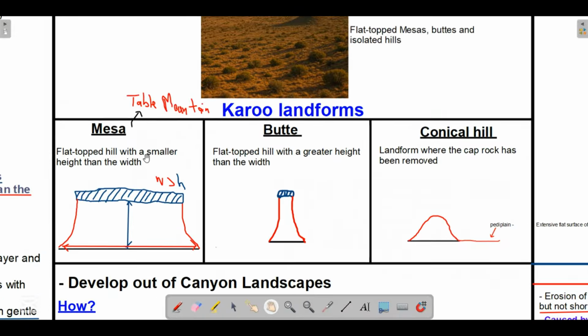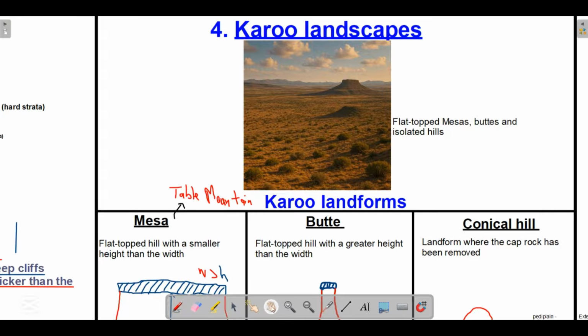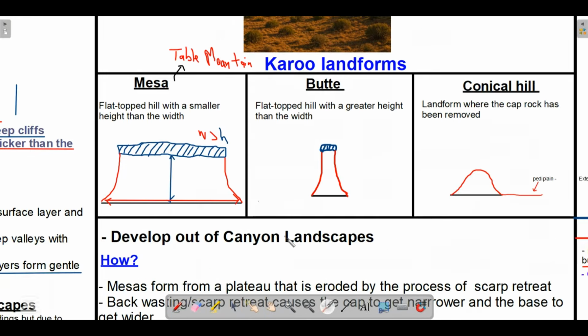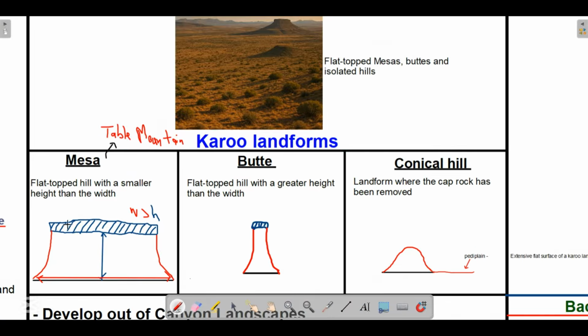Now, a mesa formed from a plateau. So you had a plateau at some point. A plateau is quite wide, very wide, and due to back wasting, its width reduced, and eventually it formed this mesa. And if this mesa constantly undergoes back wasting, eventually it will become the next one, which is the butte. So back wasting of a mesa results in a butte.